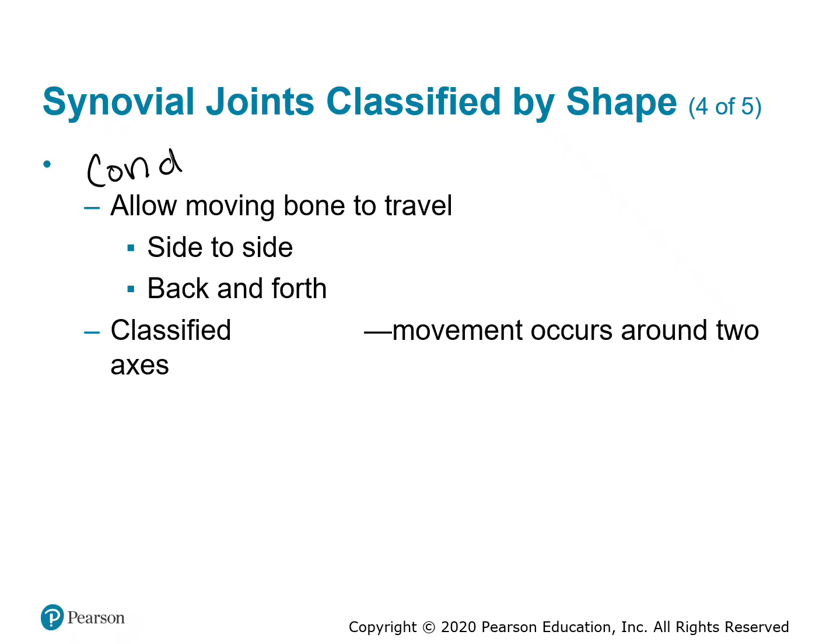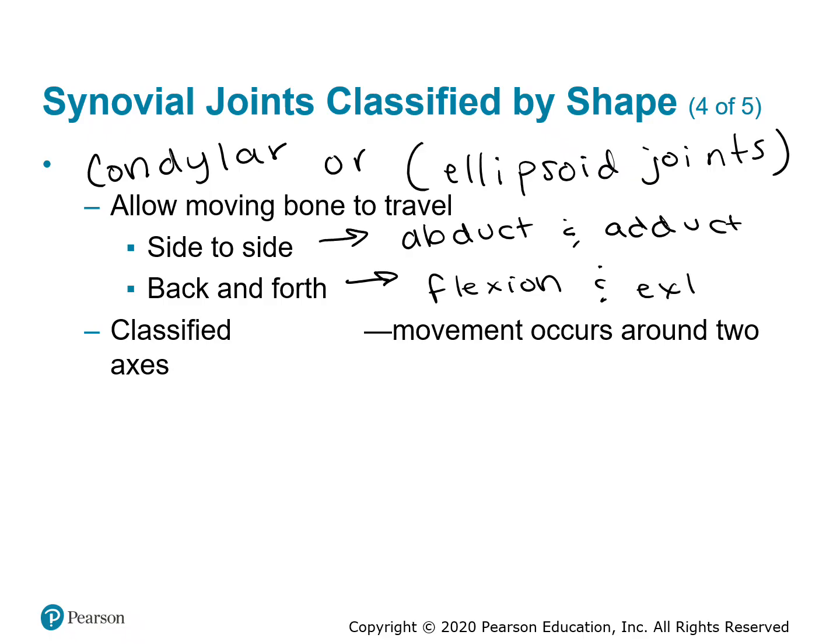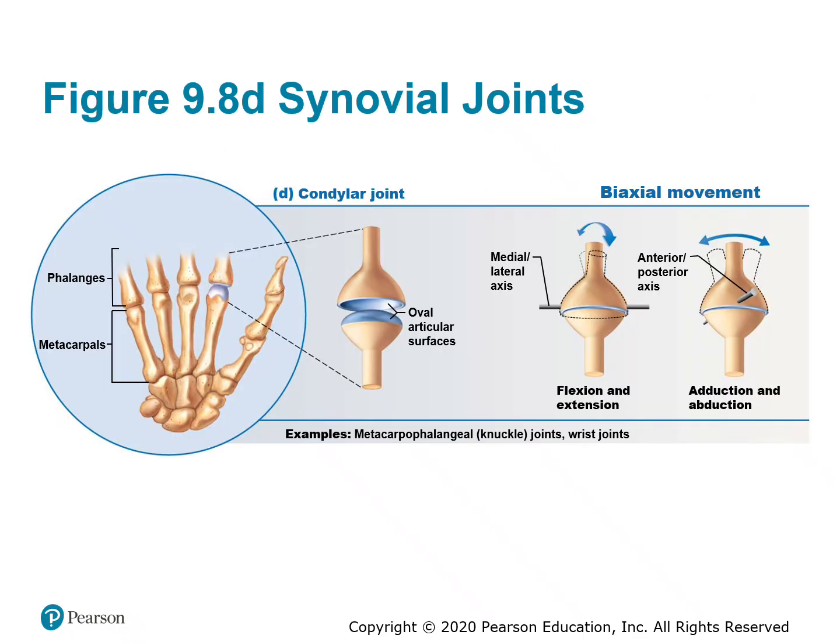Condylar, or ellipsoid joints. Those bones do allow a little bit more movement. Side to side movement is abduction and adduction. And then the back and forth movement is going to be flexion and extension. These guys are biaxial, meaning they move around two axes. Like your finger can go no, no, no, but it can also go yes, yes, yes. Condylar joints.